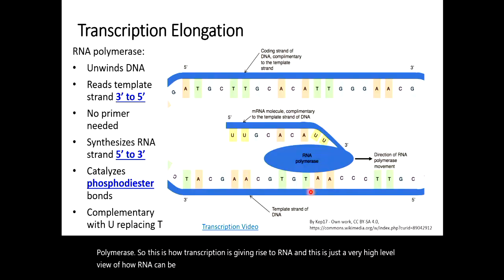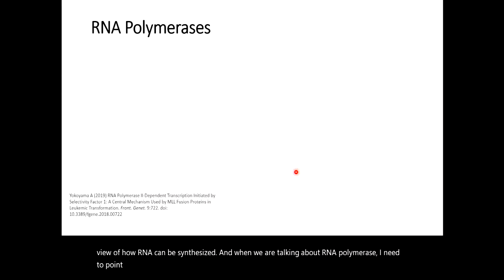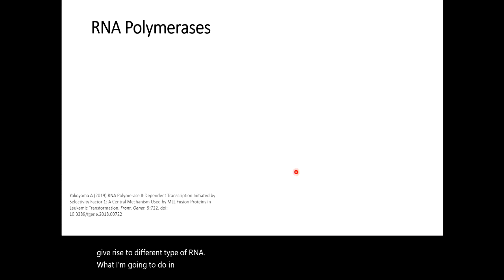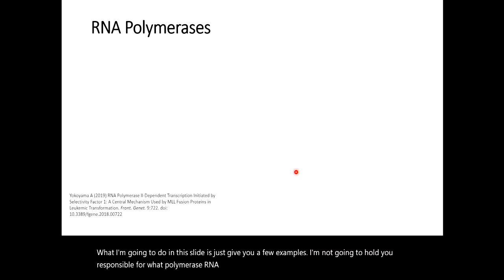When we are talking about RNA polymerase, I need to point out there are different types of RNA polymerases, and different types of RNA polymerases give rise to different types of RNA. In this slide I'm just going to give you a few examples. I'm not going to hold you responsible for which RNA polymerase makes which type of RNA. What you will need to know is the functionality of the different types of RNA.